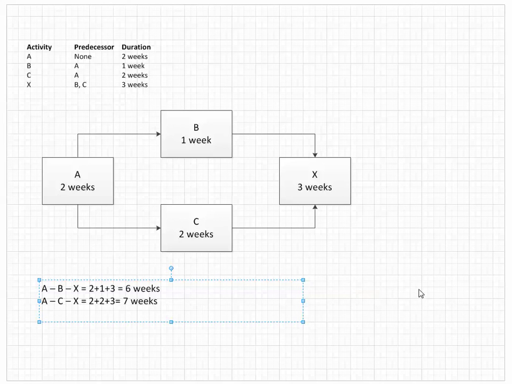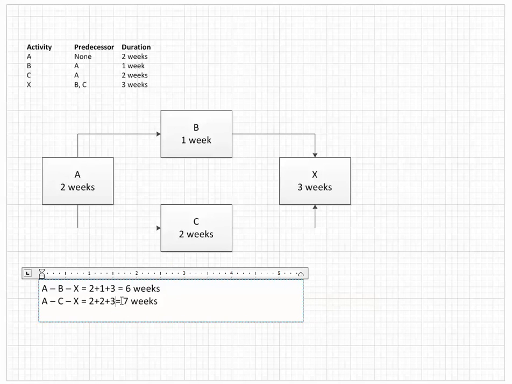First of all, the longest path through the network is the critical path. And so this is the critical path, because 7 weeks is longer than 6 weeks. But what does that mean? That means that those are the tasks that determine how long the project's going to take.